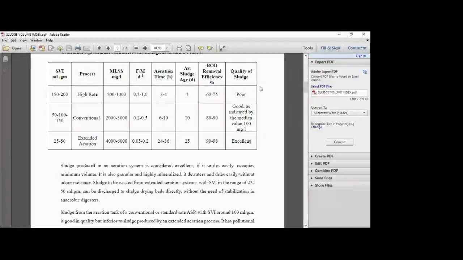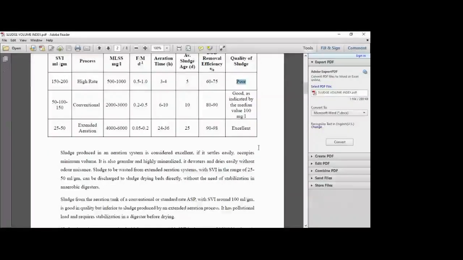It is not to be remembered just for the oral exam, but you'll have to remember it for your entire career if you are going to work in environmental engineering. So don't study for the oral exam only. You'll have to study it for application also, right? So I'll be telling you what is the difference between the excellent quality sludge and the poor quality sludge.